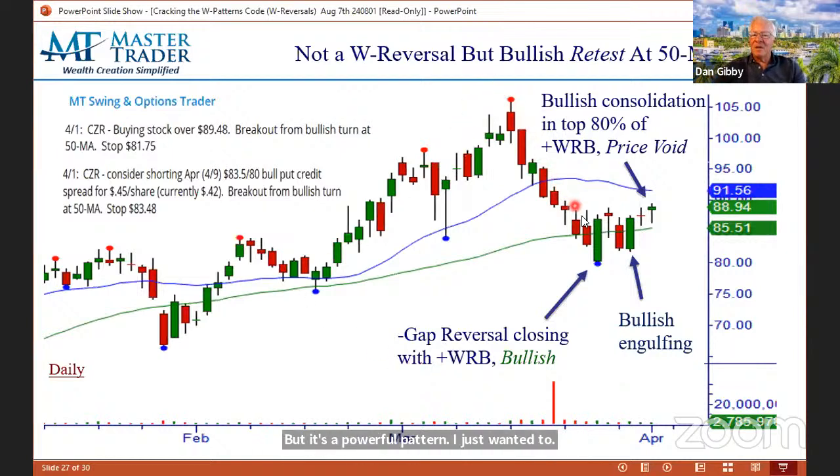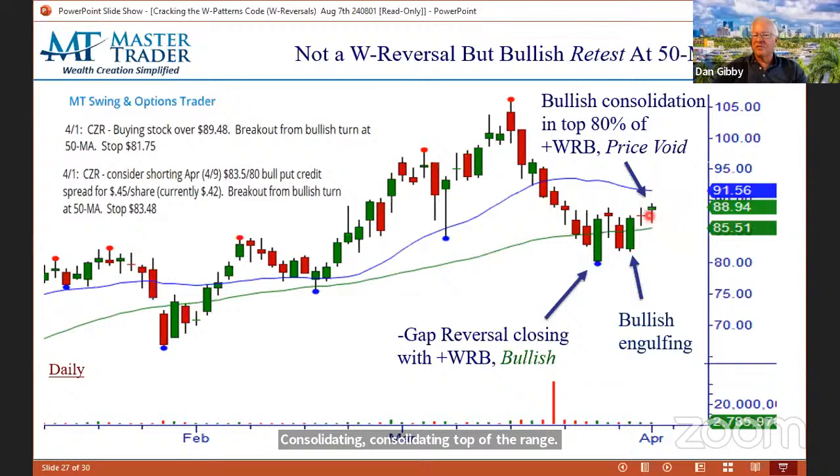So I have my big momentum move down. I have a gap engulfing reversal bar. 2-bar retracement. I don't know what this thing's going to do on the close of this red bar. I don't know. I need more information. 180 reversal. Consolidating, top of the range, price void.